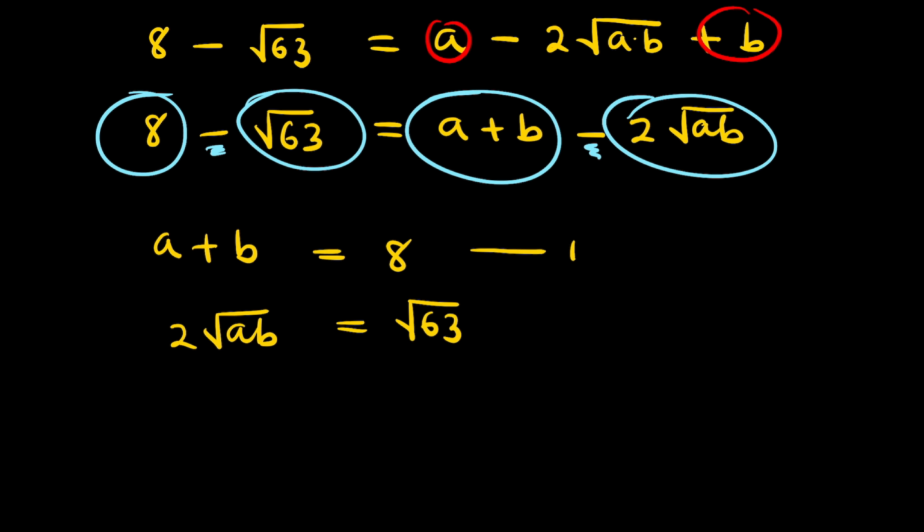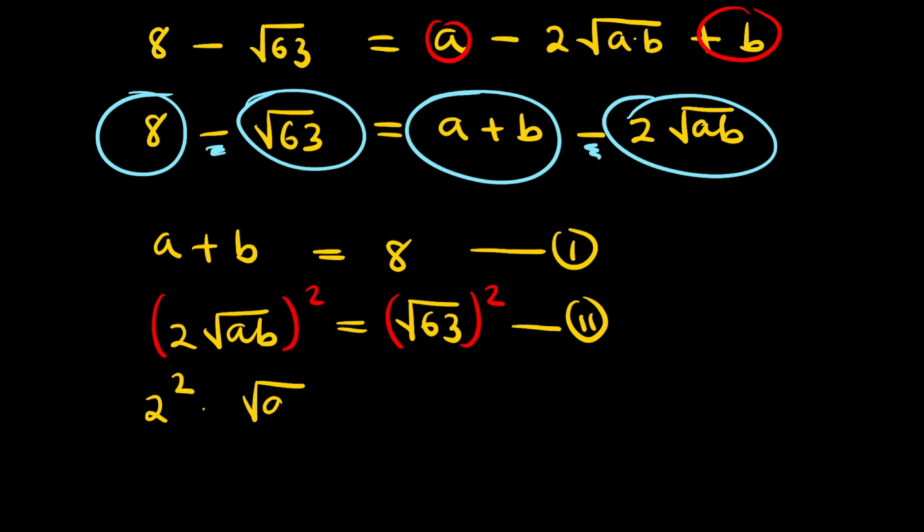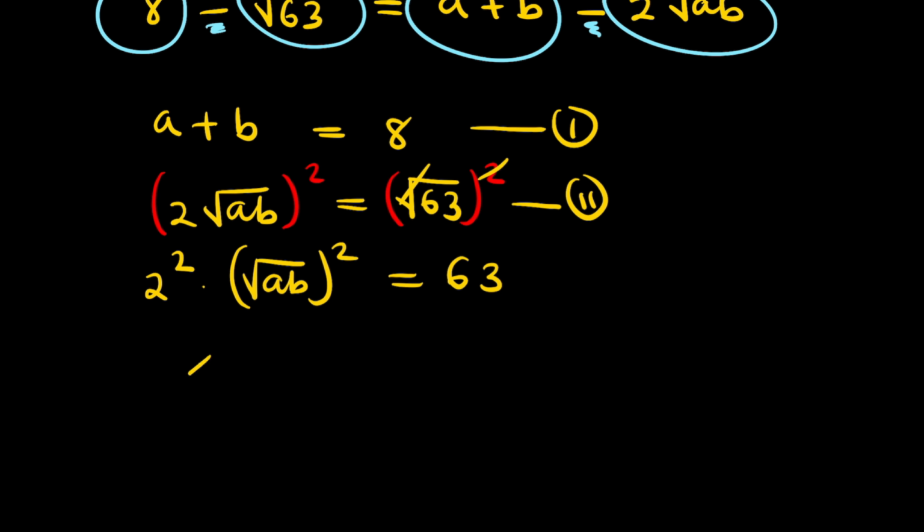Let's call this equation 1 and call this equation 2. In equation 2, I can square both sides. And when I do that, by simple indices, this will be 2 squared times the square root of AB squared. And then on the right hand side, this takes care of this. I have 63. This will give us 4. This also takes care of this. And then we have 4AB is equal to 63. Let's call this equation 3.